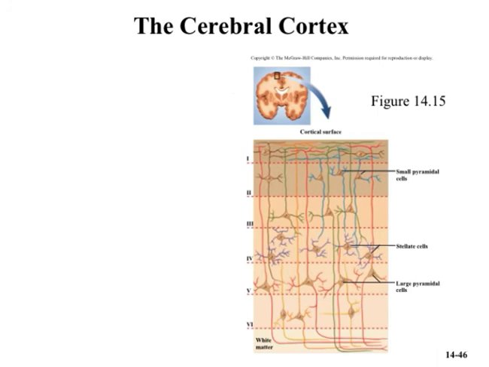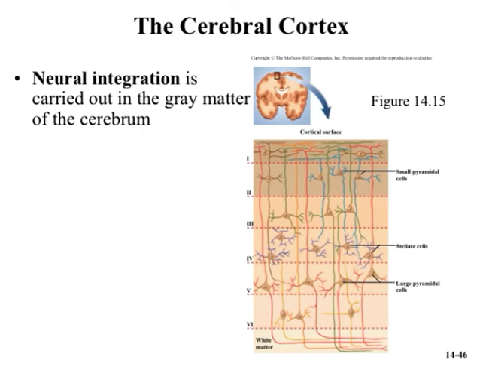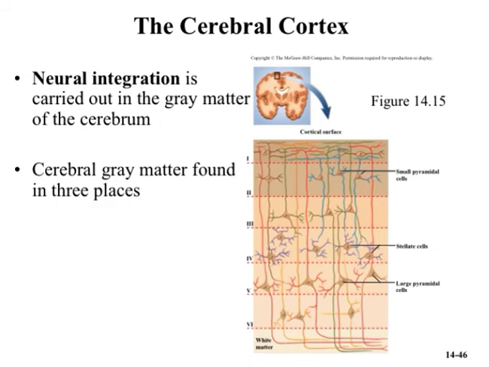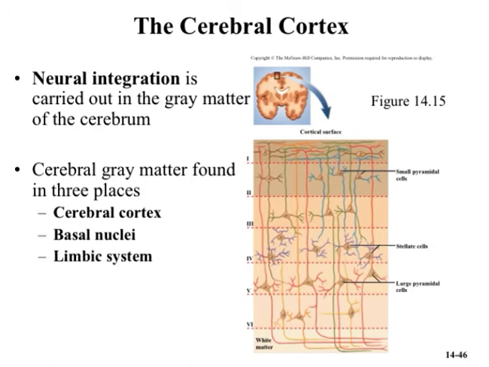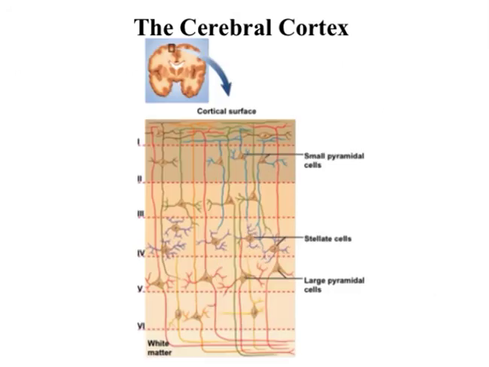Further analysis of the cerebral cortex shows us that it is made up of layers of nerve cell bodies and their axons and dendrites. The neural integration of the cerebral cortex is carried out in the gray matter of the cerebrum. The gray matter is found in three places: in the cortex and in deeper locations called the basal nuclei, and I'll show you where those are in a moment. We also find it in the limbic system, which is a series of structures that sort of encircle the corpus callosum and as a result also encircle the third ventricle and the thalamus.